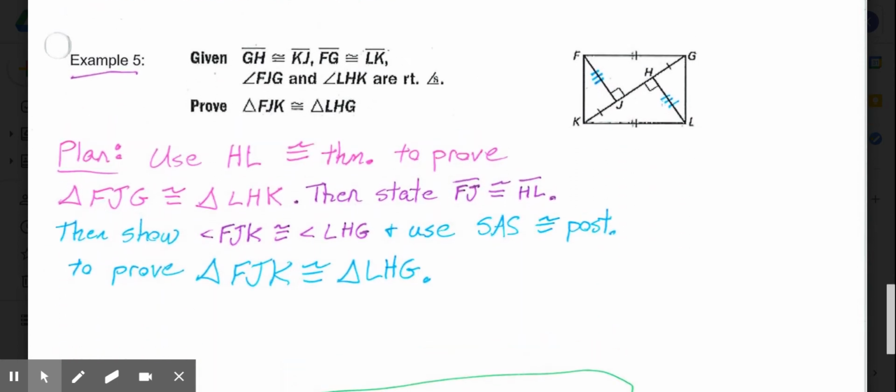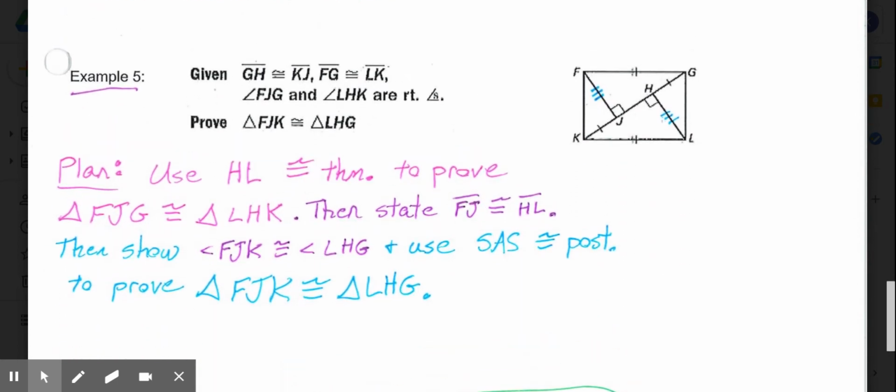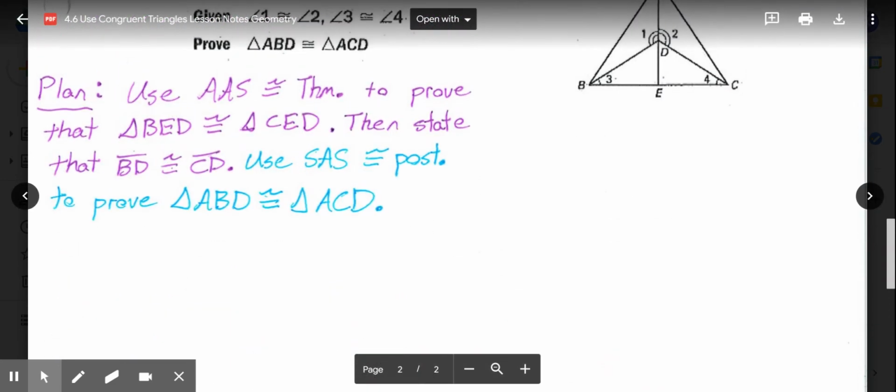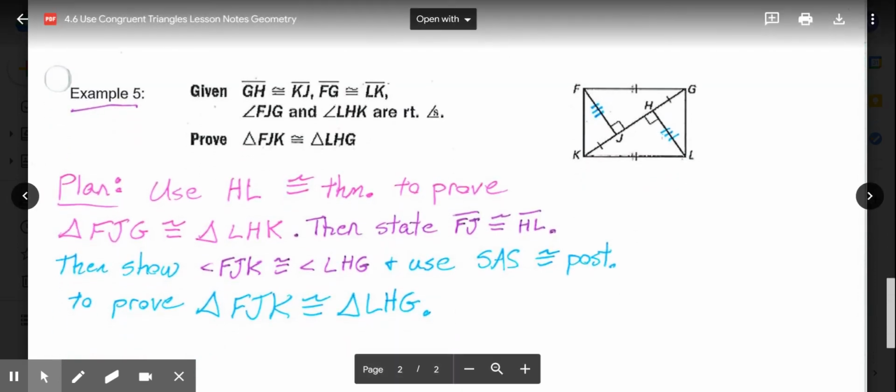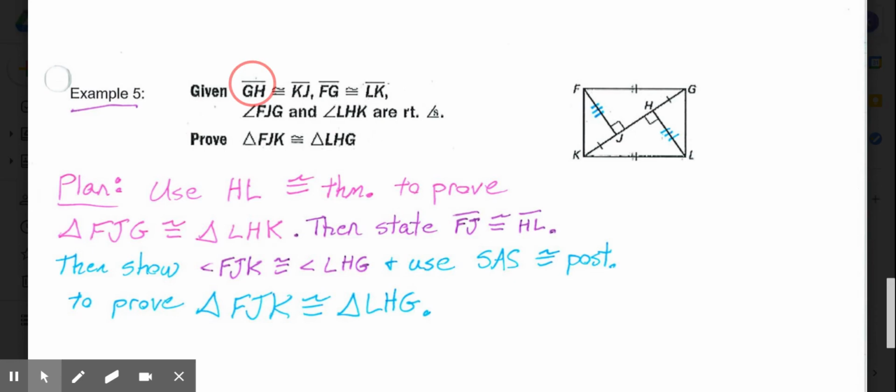And then lastly, we're going to look at example 5 here. Example 5 is, again, another proof piece where they just want us to write out the plan. So the plan for 5, they gave us the following info. GH is congruent to KJ. So KJ here, GH here. FG on top, congruent to LK down here on the bottom. And FJG, the right angle here, congruent to LHK, the right angle here.